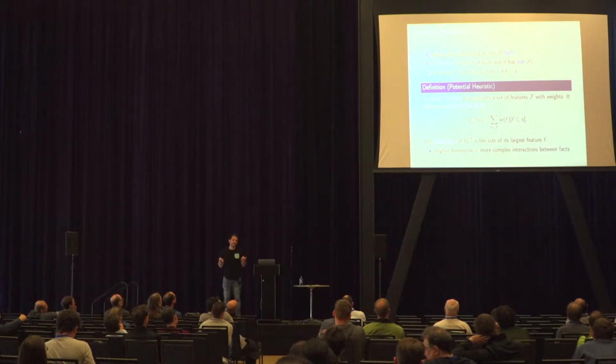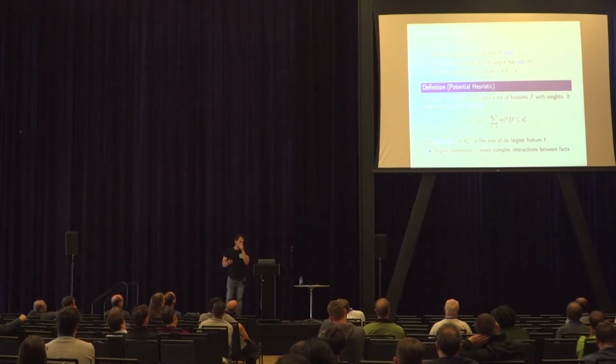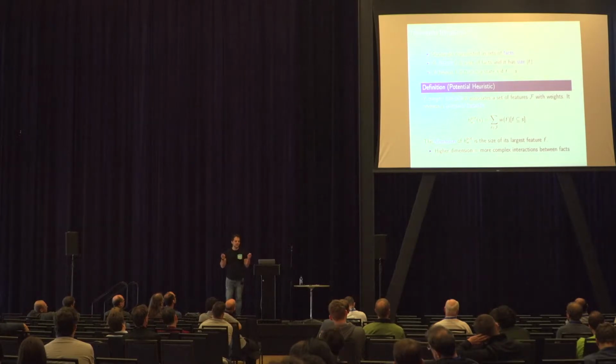And to compute the heuristic value of a state, we basically sum the weight of every feature that is true in a given state. And one important characteristic is what I call the dimension of a potential heuristic, and that's basically the size of the largest feature used. A potential heuristic with a high dimension means that we have very complex interactions between facts. We are taking into account many high-level interactions between the facts.